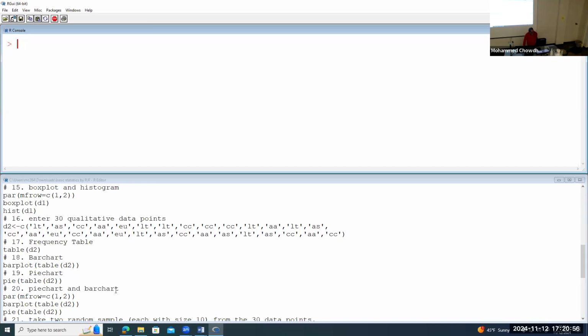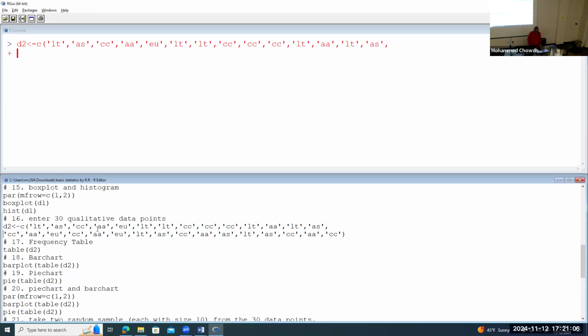Okay, so now I want to use qualitative data. So this is the qualitative data that I put in here. If you take a look at that, this is the qualitative data. What happened to that? Okay, so I have to run that one again. So I have to run that one too. So now it is okay. Okay, the qualitative data I have run.